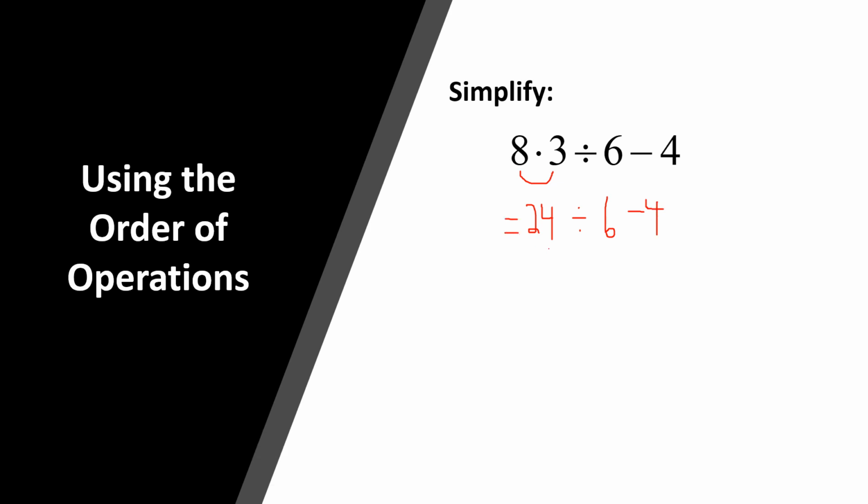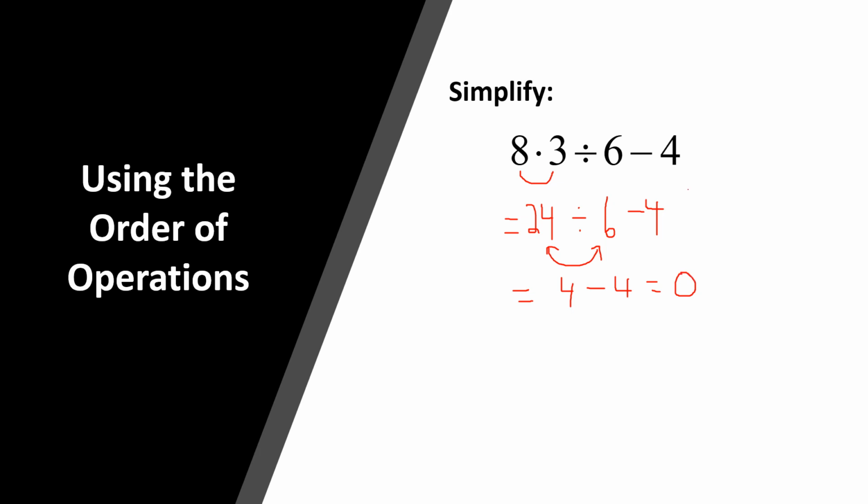Next, division before subtraction. So 24 divided by 6. 24 divided by 6 is 4. Bring down our minus 4, so we have 4 minus 4, and that is 0.